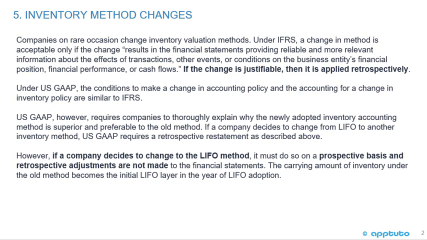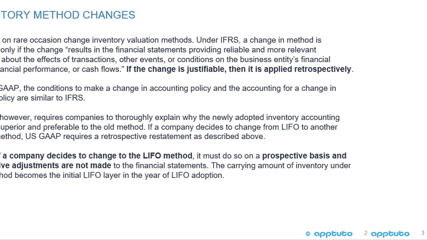However, if a company decides to change to the LIFO method, it must do so on a prospective basis, and retrospective adjustments are not made to the financial statements. The carrying amount of inventory under the old method becomes the initial LIFO layer in the year of the LIFO adoption. So that's an important little point there at the end. Those are the little factoids. I threw that slide in right now because those are the little factoids that sometimes crop up on the CFA test that are sort of deeply buried in the text.